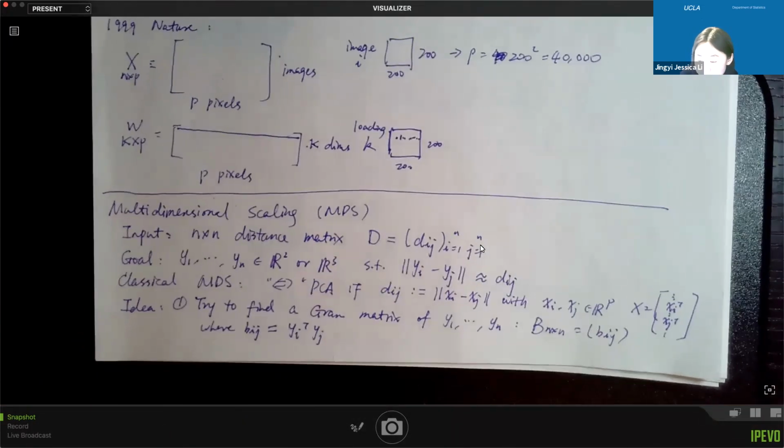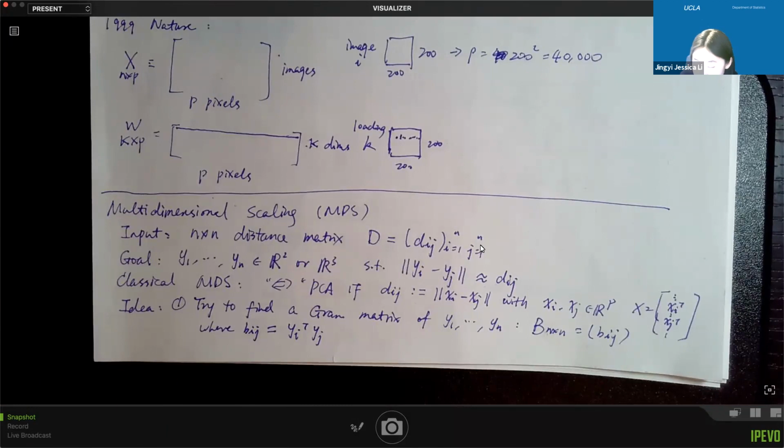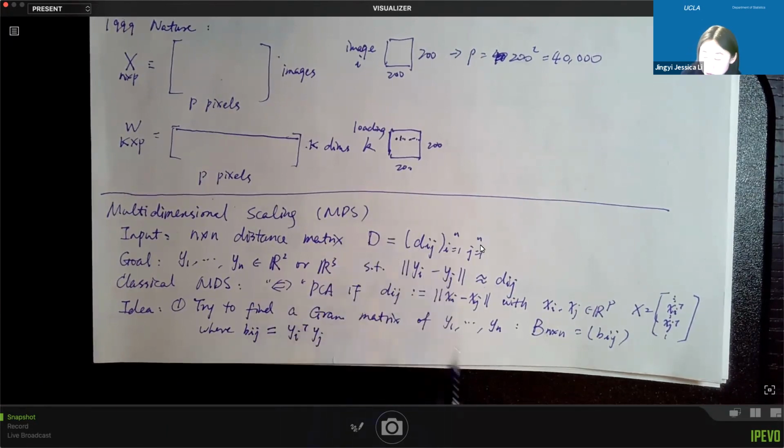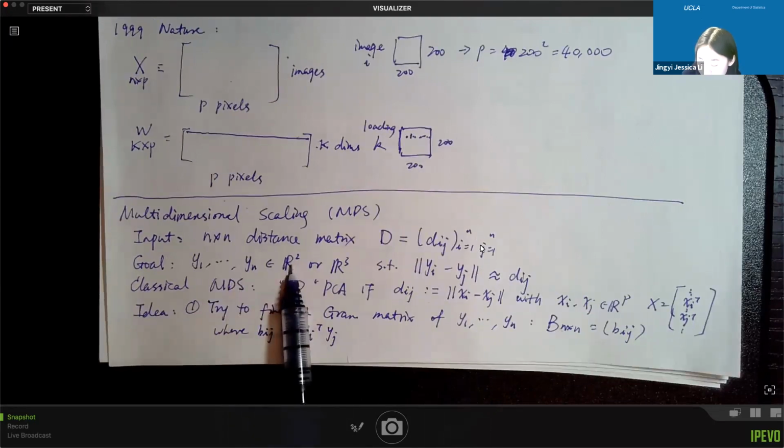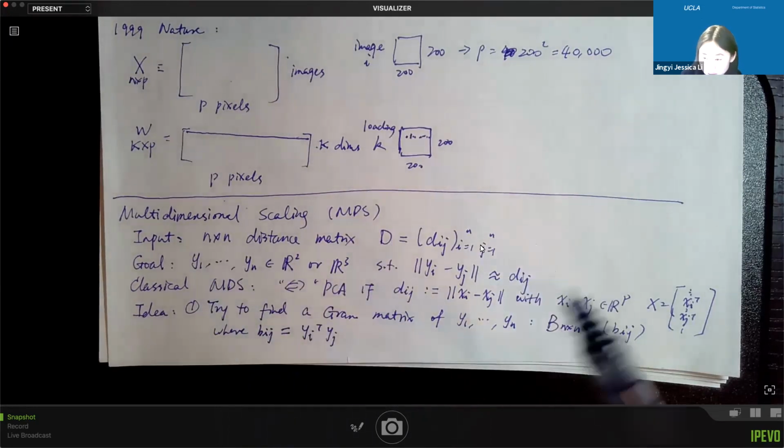So different from PCA or NMF, for MDS, we don't need to start with our data matrix X. We just need to have a pairwise distance matrix, an n by n matrix. So we have the n data points and we have their pairwise distances. So this is a symmetric matrix. And we just start from here. And our goal is to find a two-dimensional or three-dimensional embedding of n data points so that their pairwise Euclidean distances in the two-dimensional or three-dimensional space are as close to the D as possible. So that's our goal for MDS.